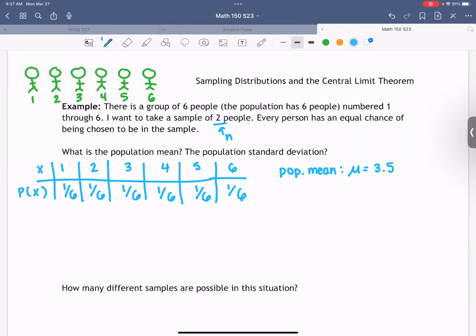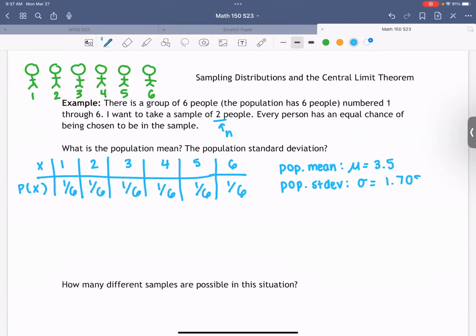Okay. Now, what would be really mean for me to do is ask you how to find the standard deviation, which remember uses that chart. You have to square all the values and multiply them by the probabilities. We're not going to do that because I feel like that's just a little bit too hard here. But the standard deviation or sigma would be 1.708 if you did it, which we're not going to do because I don't feel like it. Okay. So we found the population mean, we found the population standard deviation.